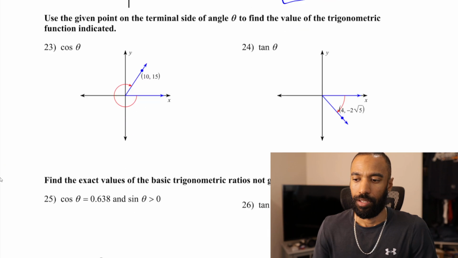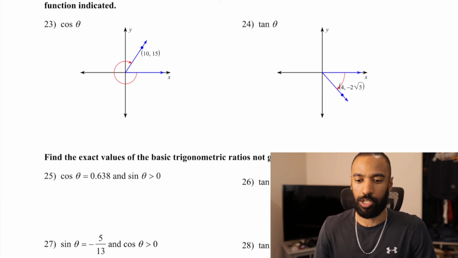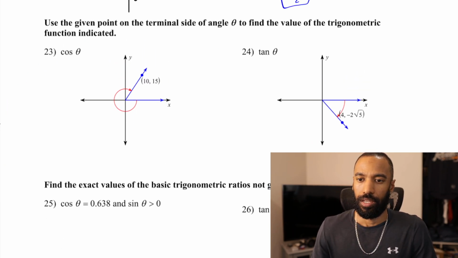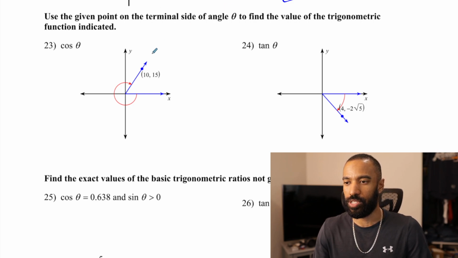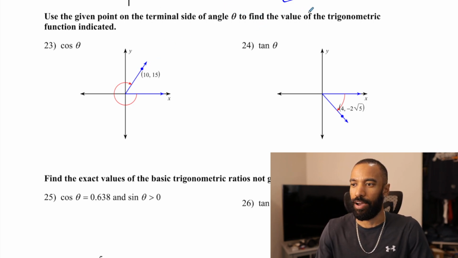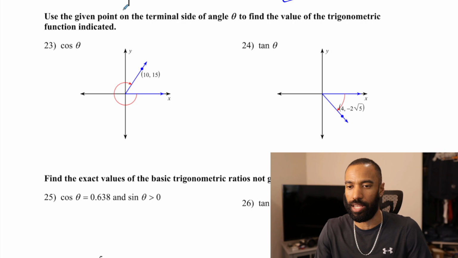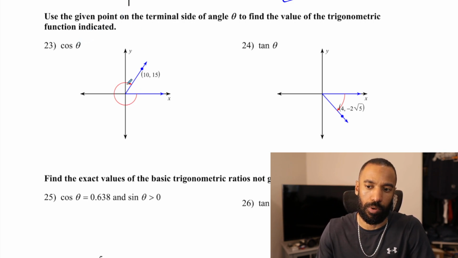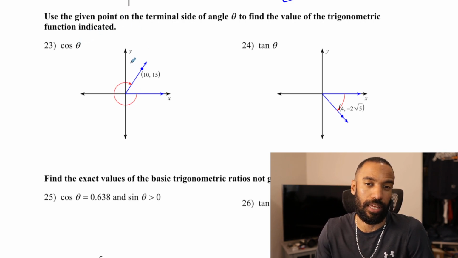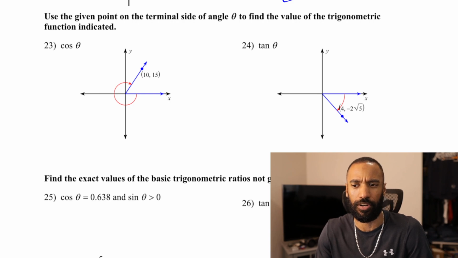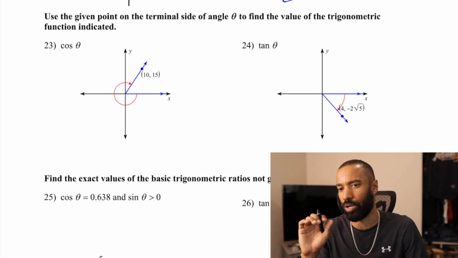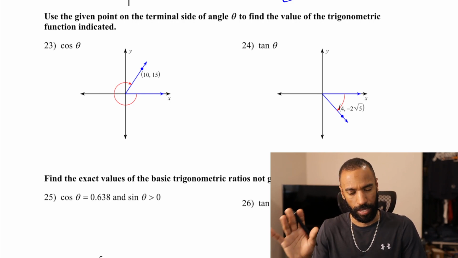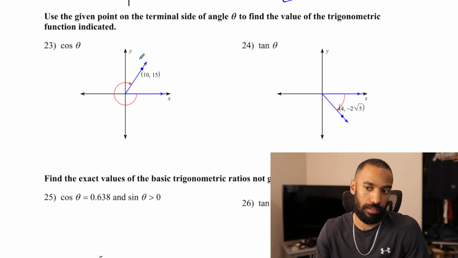Okay. 6 more problems and then we are done. Use the given point on the terminal side of angle theta to find the value of the trigonometric function indicated, cosine of theta. So theta is your rotation here. I don't know what the actual angle is. We could use calculator stuff, figure it out. That's not the point of what we're going to do. We're going to find the actual exact answer how we can based on the values.